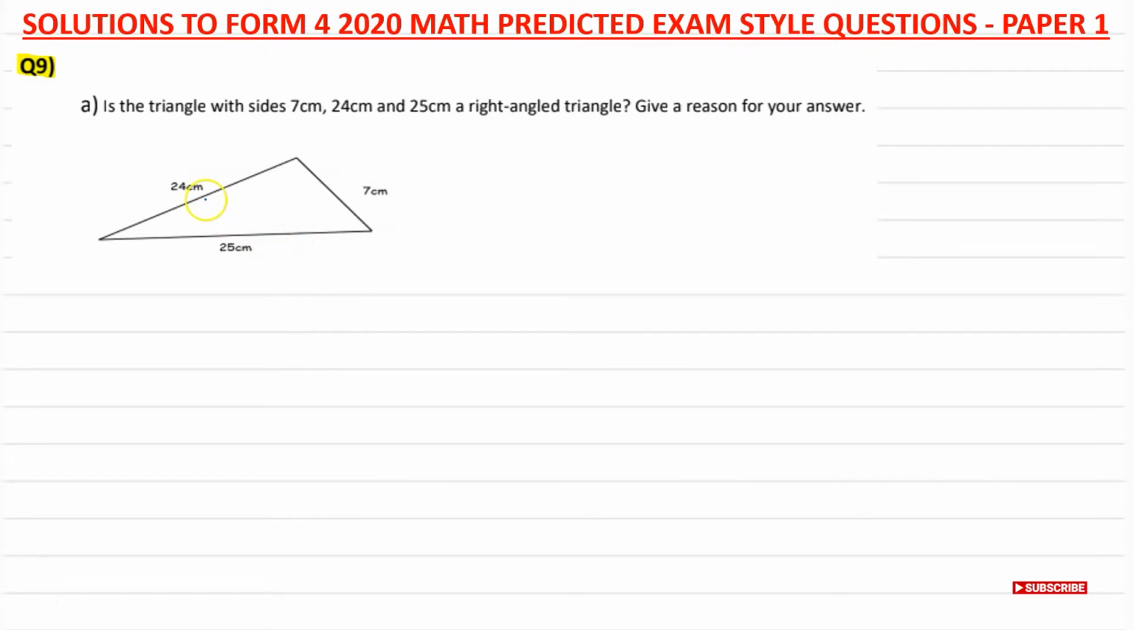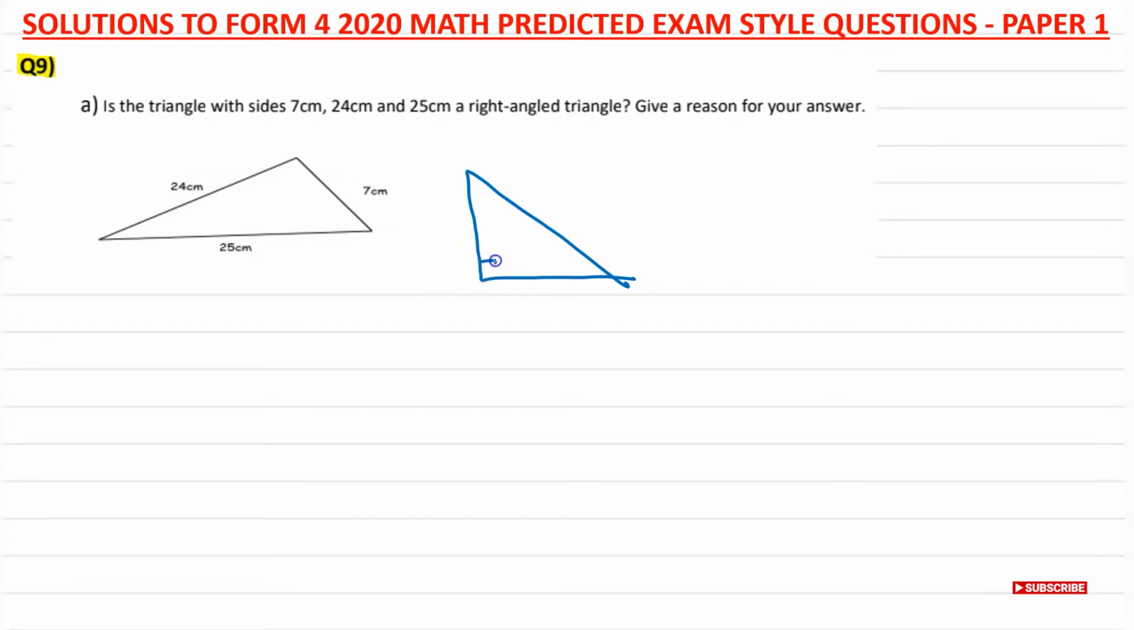So we are asked, is the triangle with sides 7 centimeters, 24 centimeters, 25 centimeters a right angle triangle? Give a reason for your answer. Well, if we have a right angle triangle, what can we think about? It's a right angle triangle and you're talking about sides, so we're thinking now about the Pythagoras theorem.